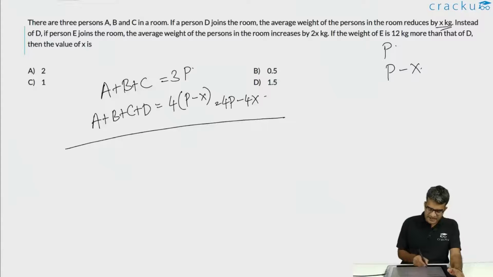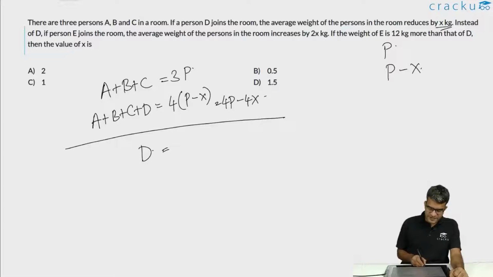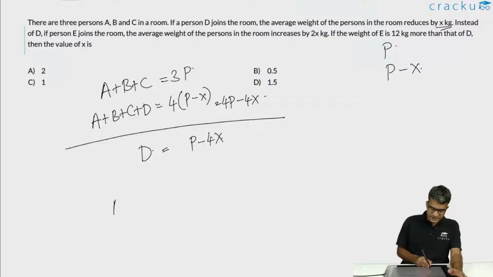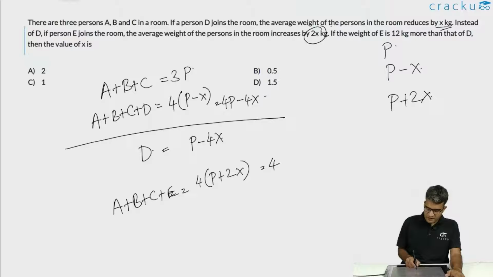So we can calculate the weight of D. We know the sum of A plus B plus C. We know the sum of A plus B plus C plus D. So the value of D is P minus 4X. However, instead of D, if you are adding E to the room, the value of A plus B plus C plus E, now we are told that the weight increases by 2x. So the average becomes P plus 2x. This is equal to 4 times P plus 2x, which is equal to 4P plus 8x.